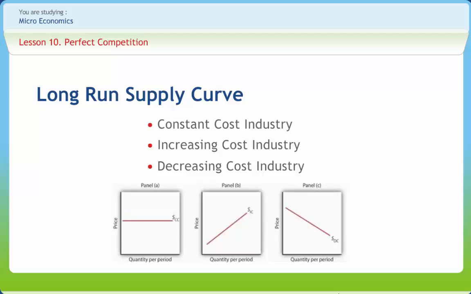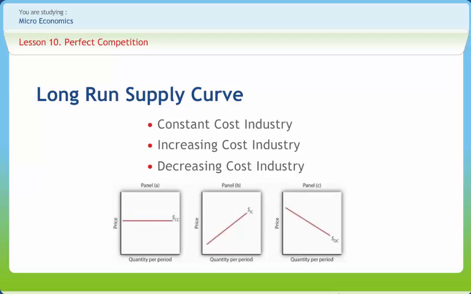An increasing cost industry is where long-run supply is rising, as in panel B, where SIC shows the supply curve under increasing costs. Division of labor, bulk discounts, and the spreading of overhead occur in these industries. Input prices rise as quantity increases. This causes the cost curves to shift up. This increases the price at which all firms will make zero economic profits.